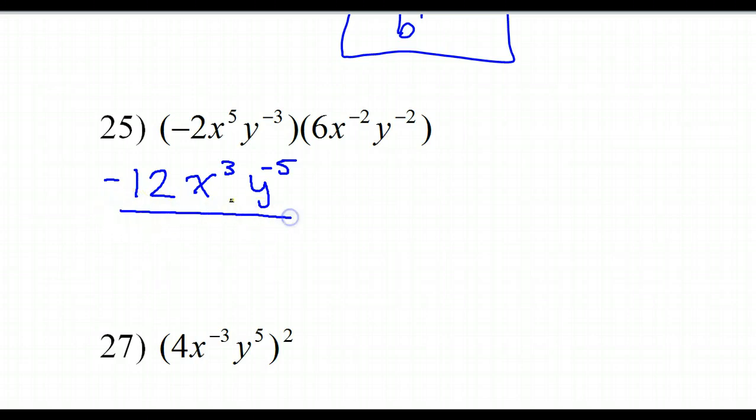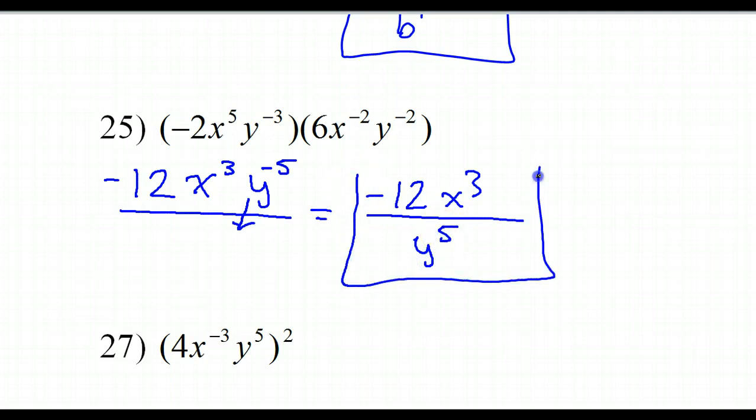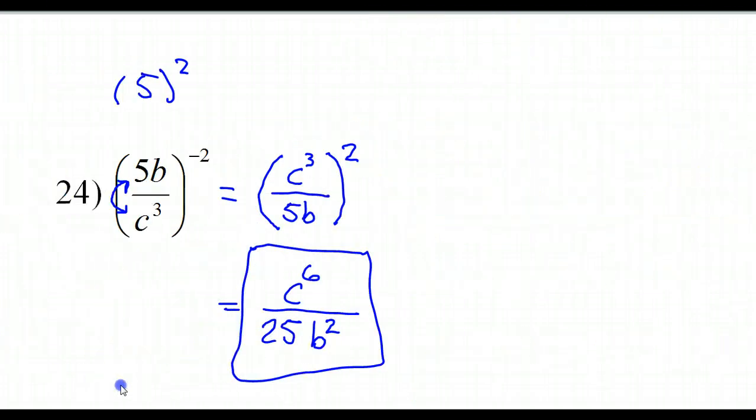Here's my invisible fraction line. This is going to drop down. So I'm going to wind up having negative 12 x to the 3rd power over y to the 5th power. All right, that's number 25. How about number 26?